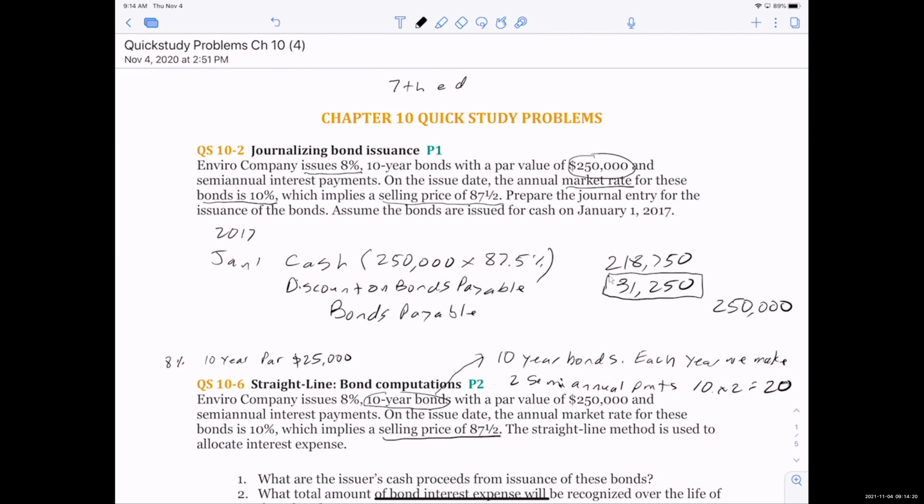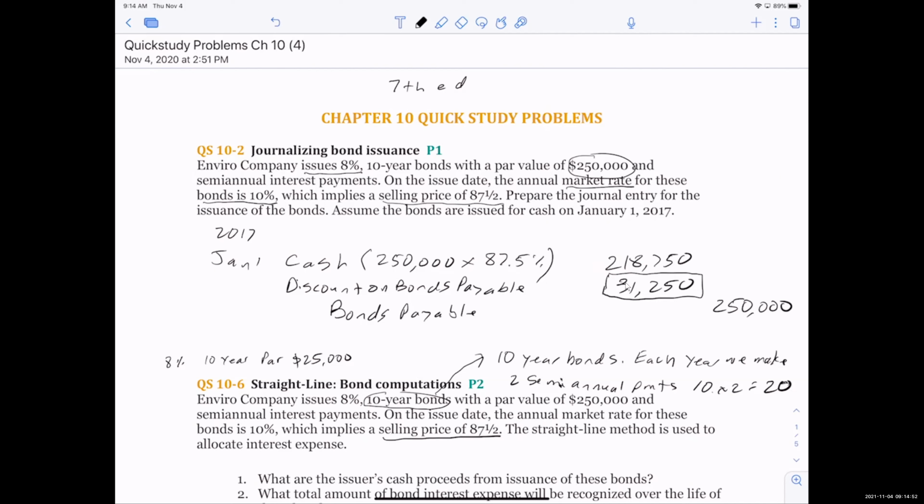And the reason why I put this in the box, this discount on bond payable, is because that's what you've got to figure out. You know that you're receiving 218,000. At the end, you're going to have to pay back 250,000. So that means there is 31,250 that you're going to have to pay back that you never received, right? You only got 218. You now owe 250. There's 31 right here that you're going to have to pay back that you never received.